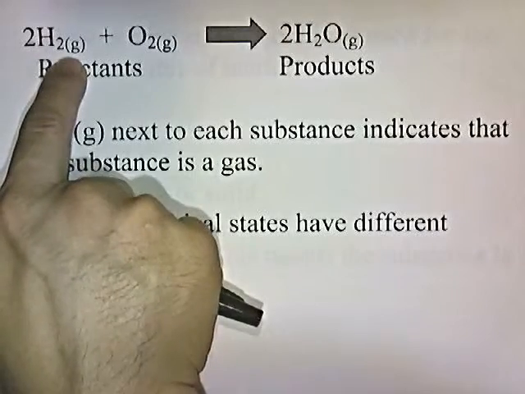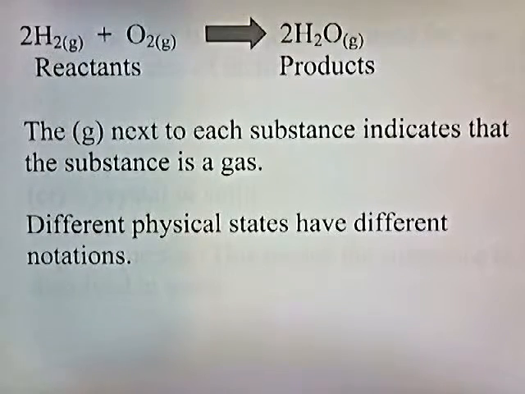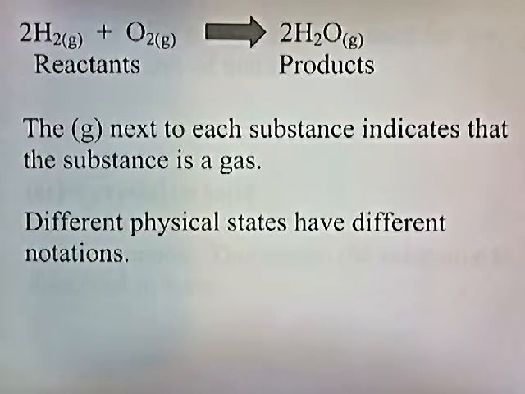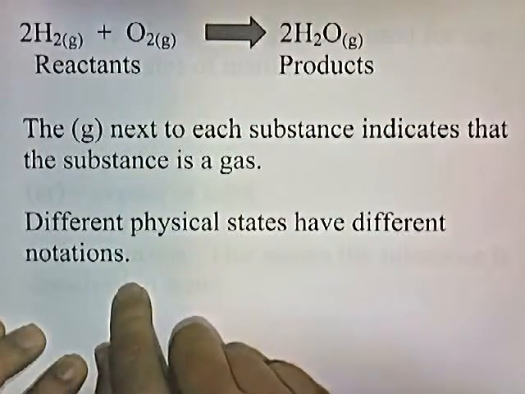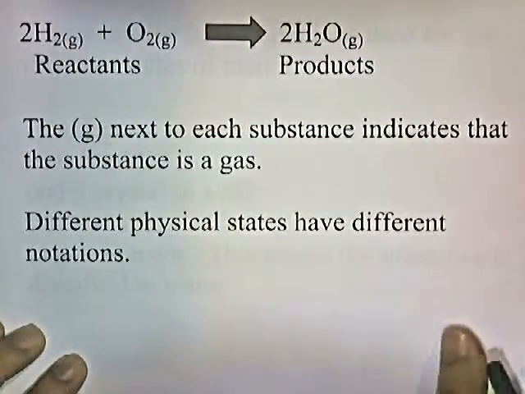Now the G right here next to each substance indicates that the substance is a gas. Different physical states have different notations. So all three of these are in the gaseous state, so all three of these have the letter G next to them. But what if they were liquids? What if they were solids?